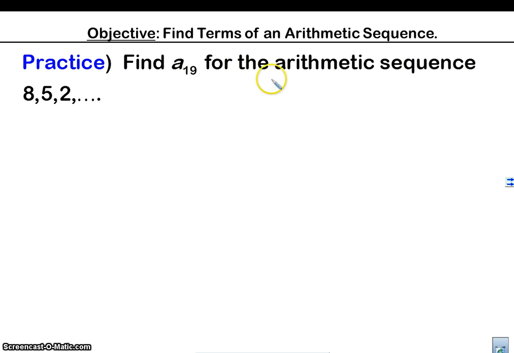Find a sub 19 for this arithmetic sequence. So again, what we need to do is find d, right? So d looks to be negative 3, right? We've got to add negative 3. We're not subtracting 3. We're adding negative 3 each time. So d is negative 3. So remember the formula is a sub n equals a sub 1 plus n minus 1 times d.